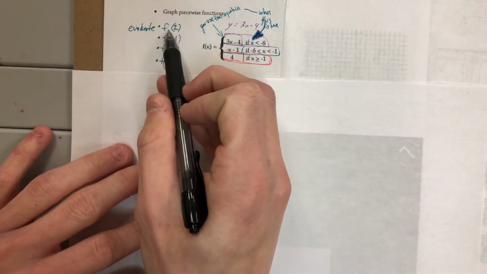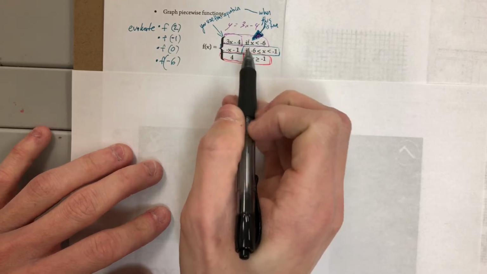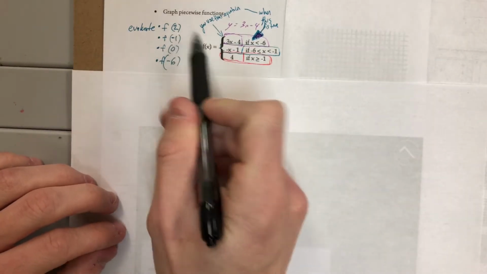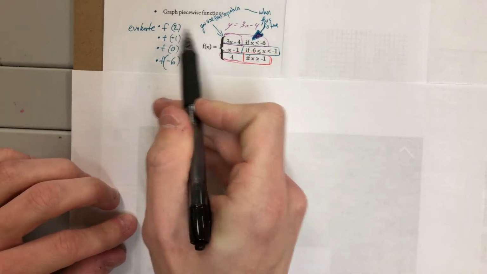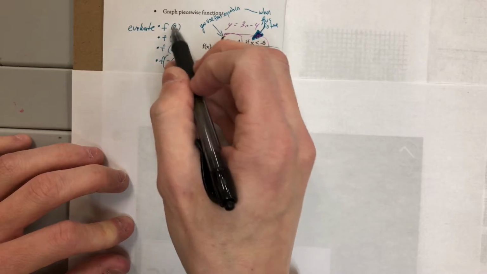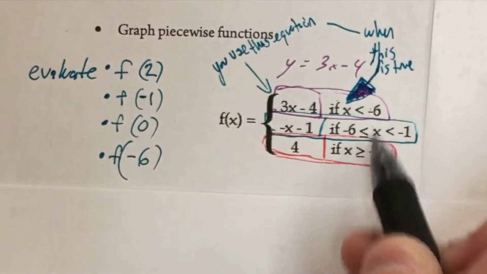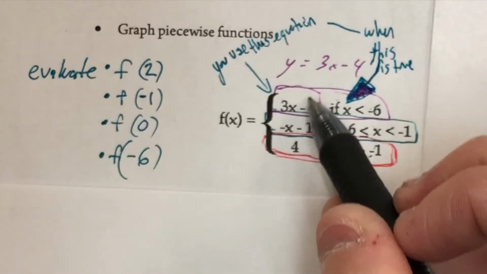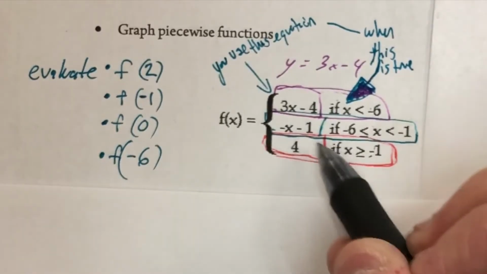Basically, for f of 2, we're going to use one of these equations. We're not going to use all of them. We're not going to just use the top one because it's the top. We have to think about it a little bit. So for f of 2, you have to first see where this number falls in. Which of these does it fall in? Whichever is true, you're going to use that given equation.